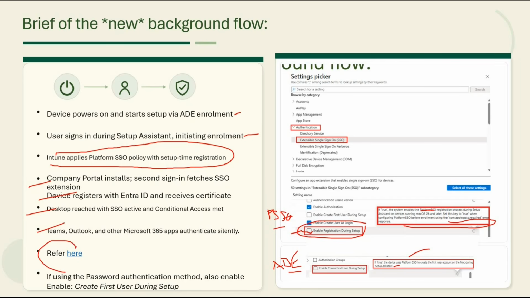I will go through this documentation when we are doing the demo. I don't want to go through the documentation right now. And over here you can see that if you're using the password authentication method, then you need to enable this setting, which is enable create user during setup. This setting needs to be created for the password flavor of platform single sign-on.